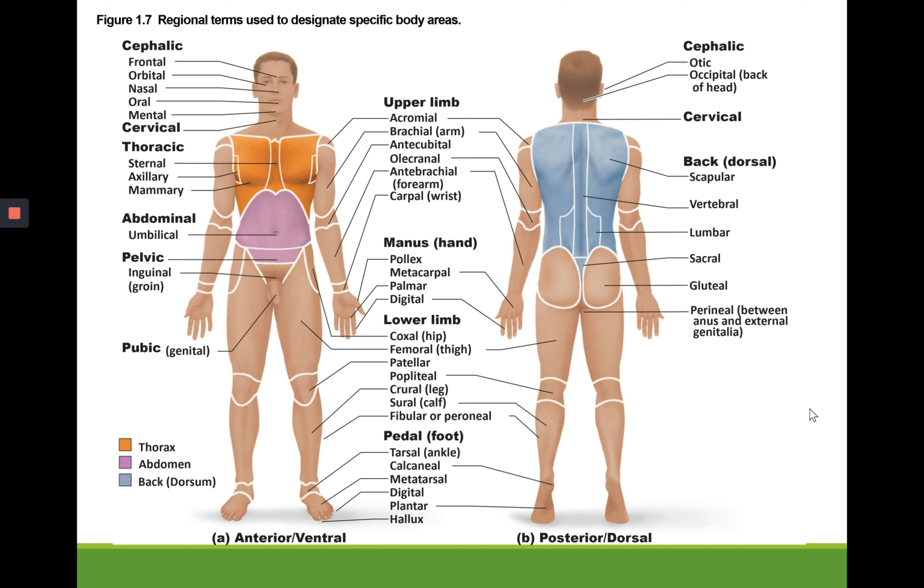In blue, we have the dorsal region, which includes that chicken wing portion of your back called the scapular region, your vertebrae or vertebral region, and then the lower part of your vertebral region, just outside that, is the lumbar region. Then below that is the sacral region. Then your butt is the gluteal region. Then between the anus and the external genitalia is the perineal region.